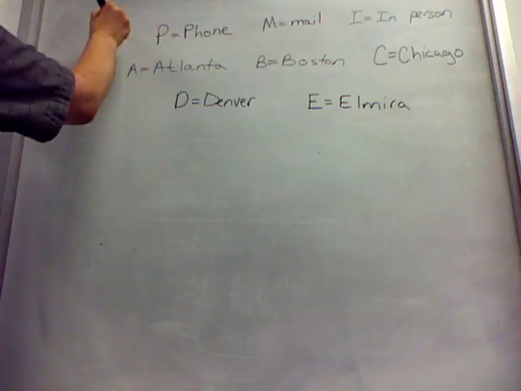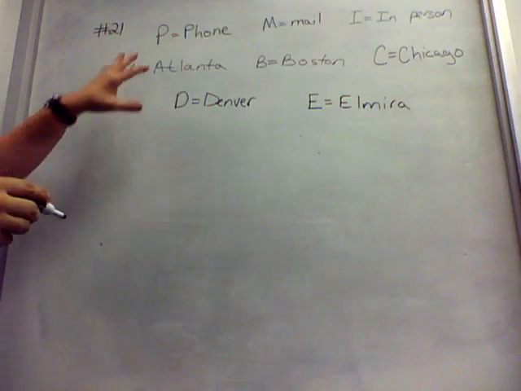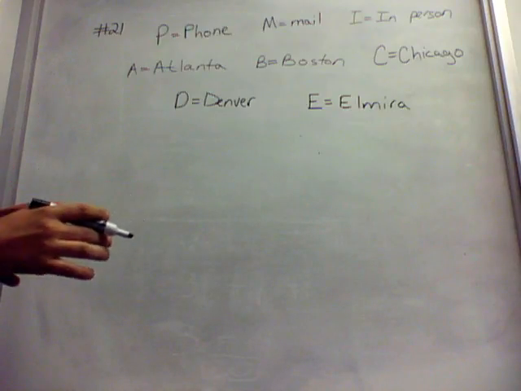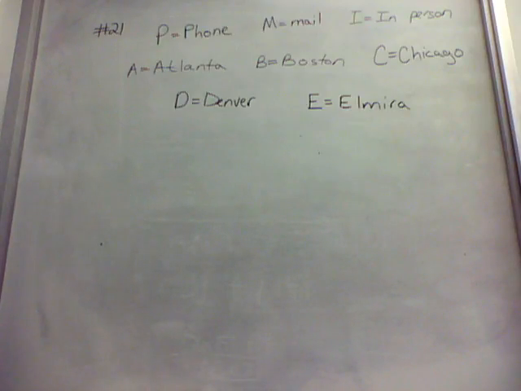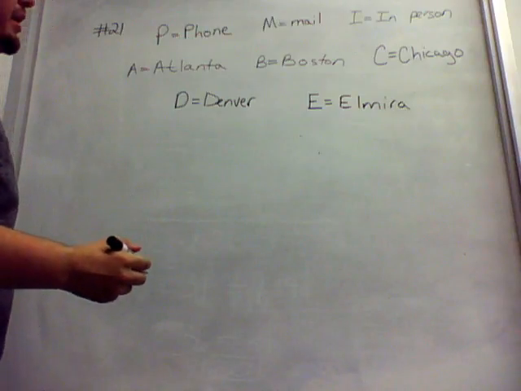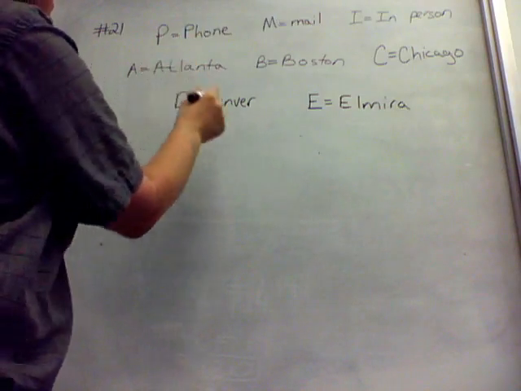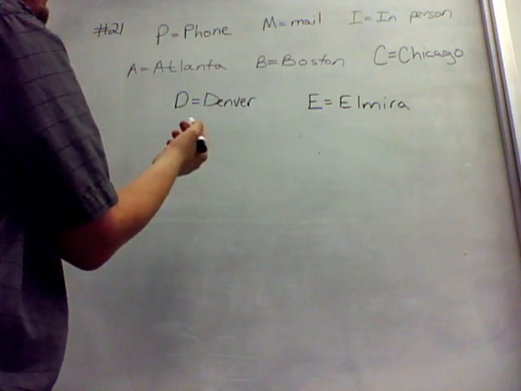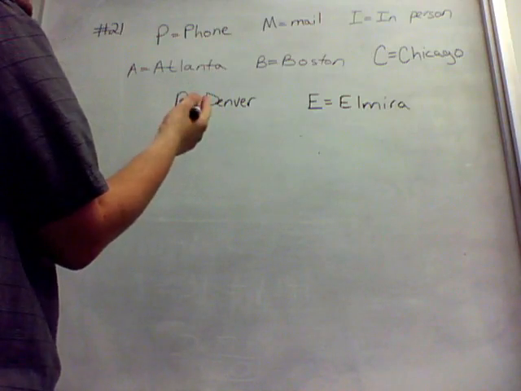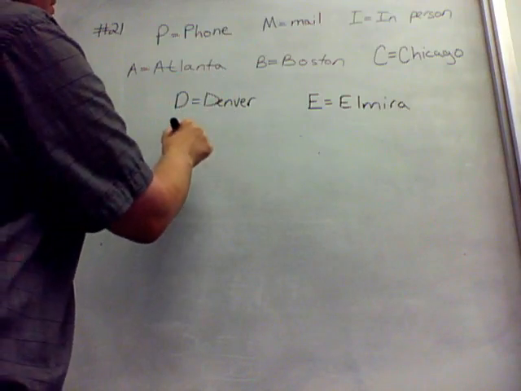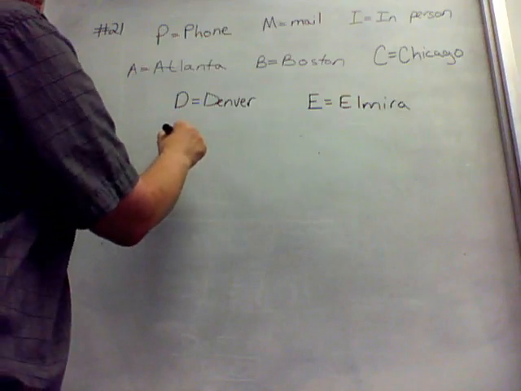I've written up a key of letters that I'm going to be using as abbreviations for these cities and these methods of delivering. I'll let you go ahead and read what number 21 is. But for this one, we're going to be using the Cartesian product. It says how many different methods can you use to get the data information from each one of these different places. Well, let's go ahead and do by phone.